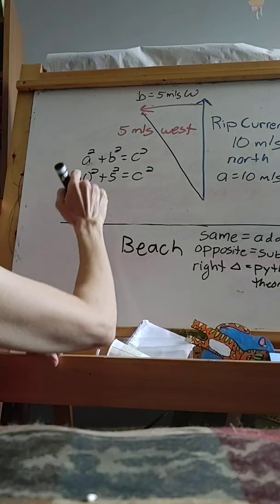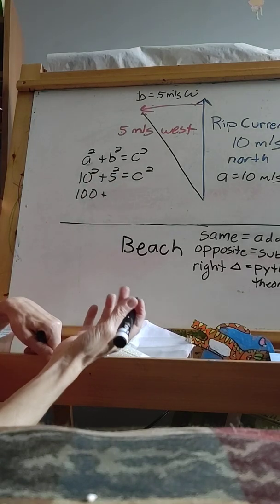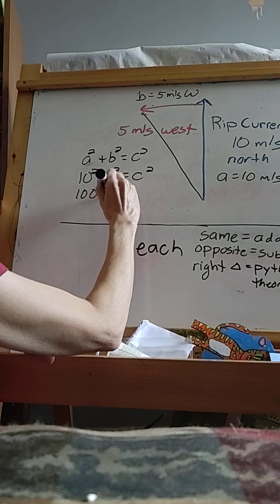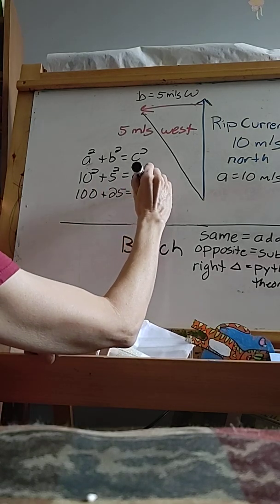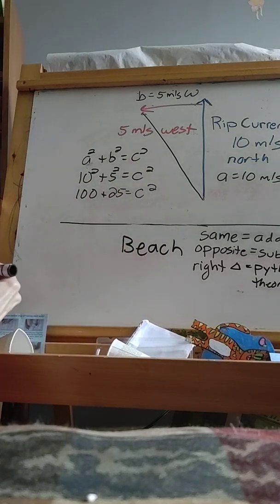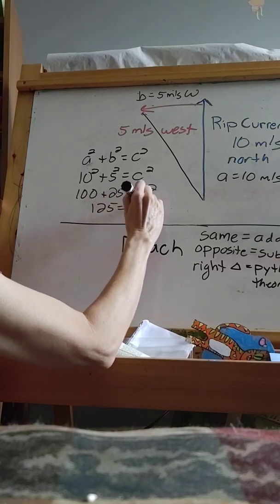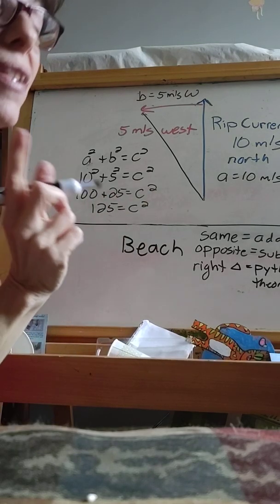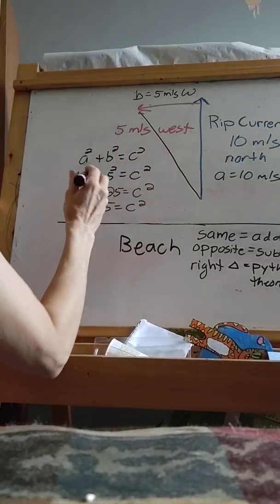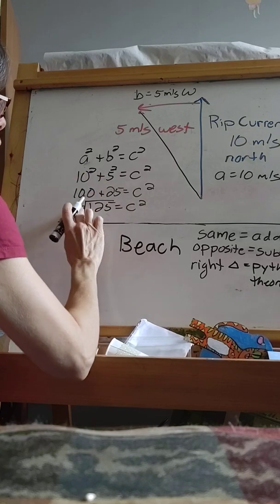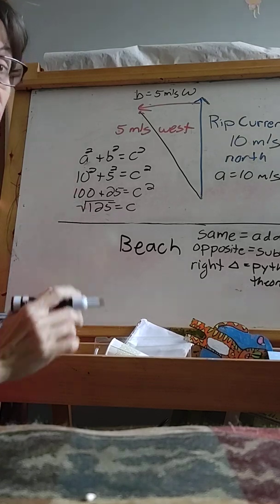Okay. 10 squared, that's 100. There's a squared button on your calculator. Go ahead and use it. 5 squared, that's 25. Again, you can just use the squared button on your calculator. All right, and that equals c squared. So we have 100 plus 25, well that's 125 equals c squared. But we don't want c squared, we want c. So what we're going to have to do is take the square root of 125, and that's going to give us c.